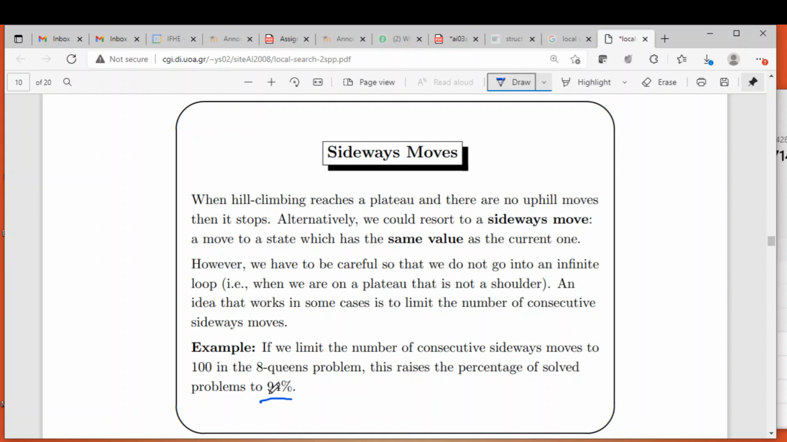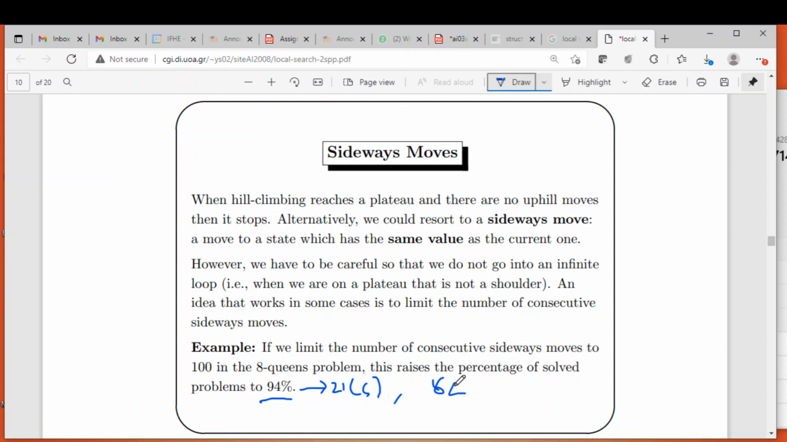Okay, so whenever it goes to 94%, its probability of success is 0.94. Whenever it finds the solution, on average it takes 21 steps. And whenever it fails, on average it takes 64 steps.